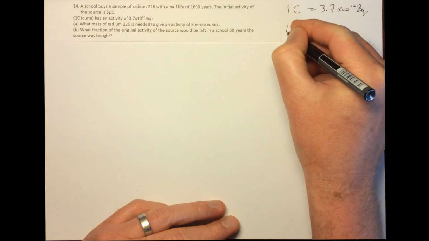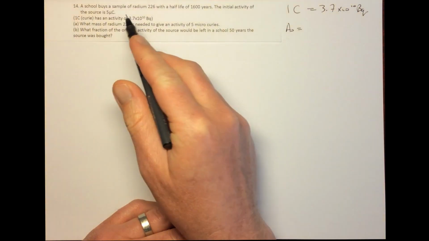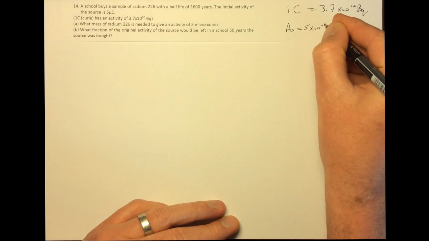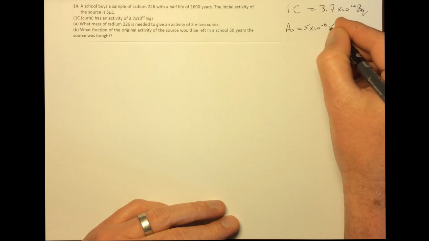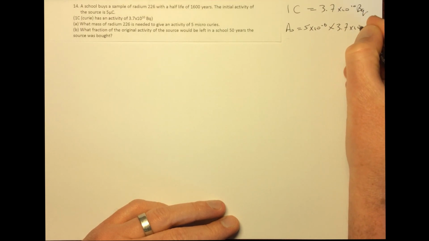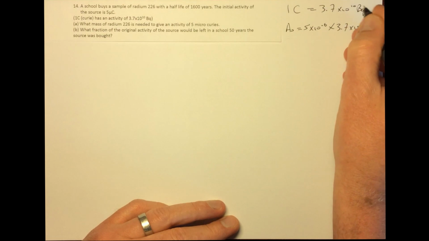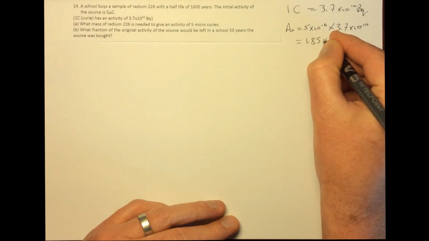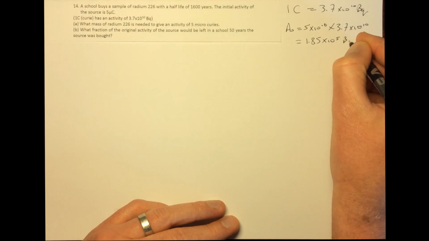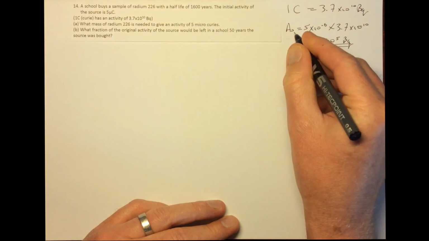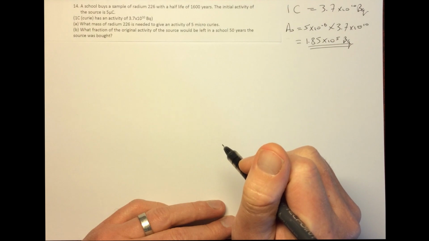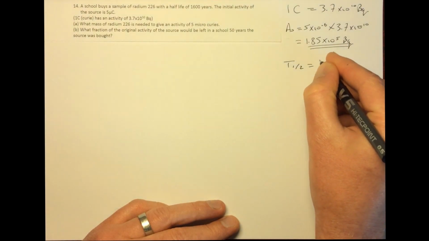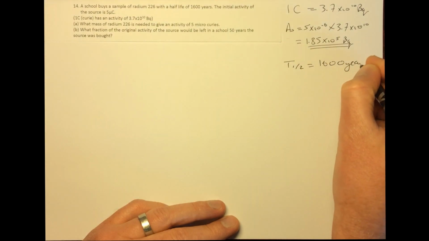So as a result of that, we can work out our original activity here, because we know that we've got a source of 5 microcuries, so 5 times 10 to the minus 6 curies, and we're just going to multiply that by 3.7 times 10 to the 10, because 1 curie is that number of becquerels, and that will give us 1.85 times 10 to the 5 becquerels. That's the original activity of our source in becquerels. Now, what other information do we know here? Well, we know the half-life is 1,600 years.